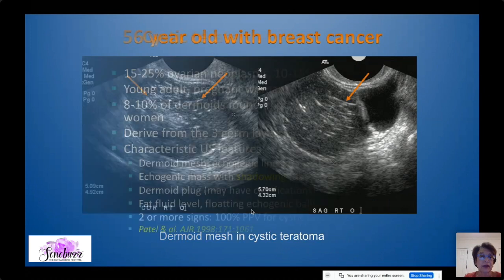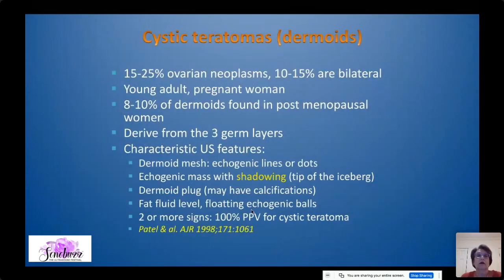Now, these are quite common, probably one of the most common ovarian neoplasms. They can be bilateral. They mostly are seen in young adult and pregnant women, but 8 to 10% are found in postmenopausal women. And because they contain derivatives from all 3 germ layers, they have very characteristic ultrasound features. Dermoid mesh, or echogenic mass with shadowing. And that's the only solid mass, if there is shadowing within a solid mass, this is part of the IOTA simple rules, that will also be a dermoid.